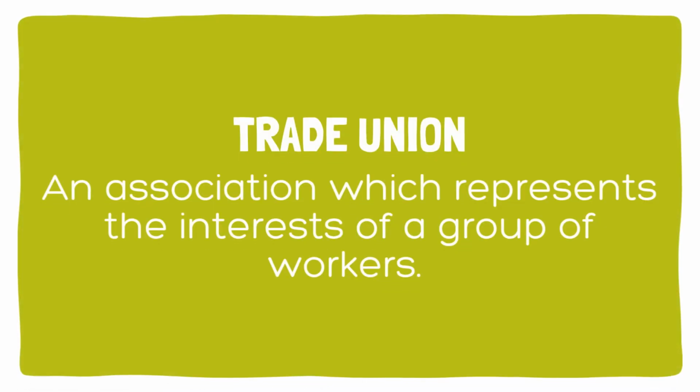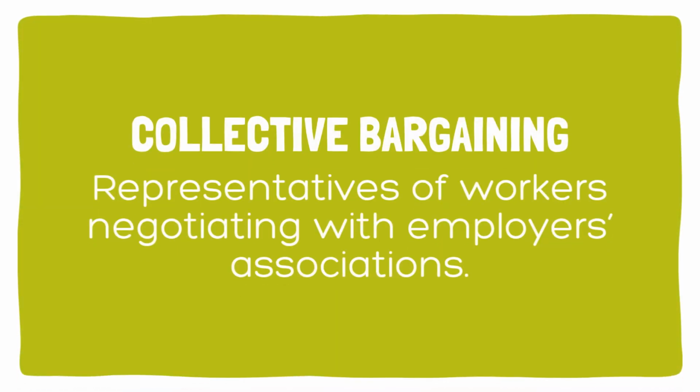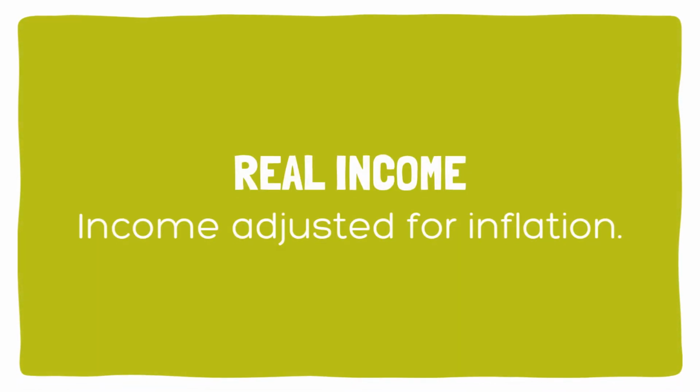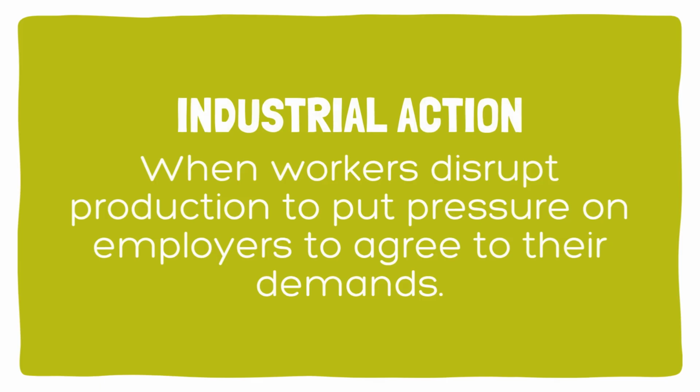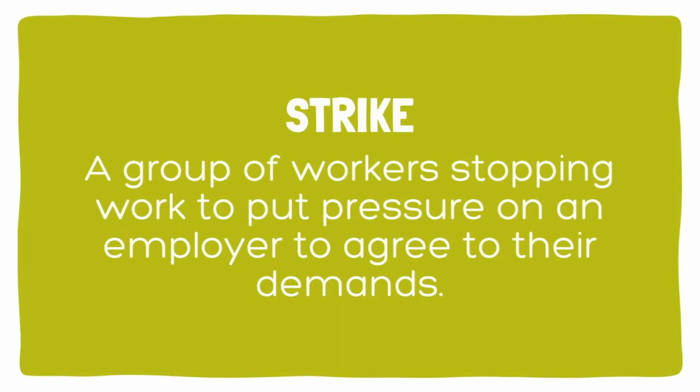Trade union is an association that represents the interests of a group of workers. Collective bargaining occurs when representatives of workers negotiate with employers' associations. Real income is income adjusted for inflation. Industrial action is when workers disrupt production to put pressure on employers to agree to their demands.